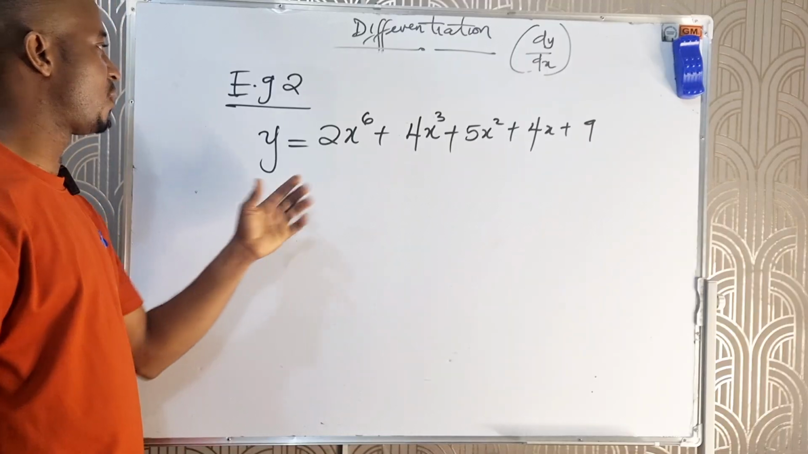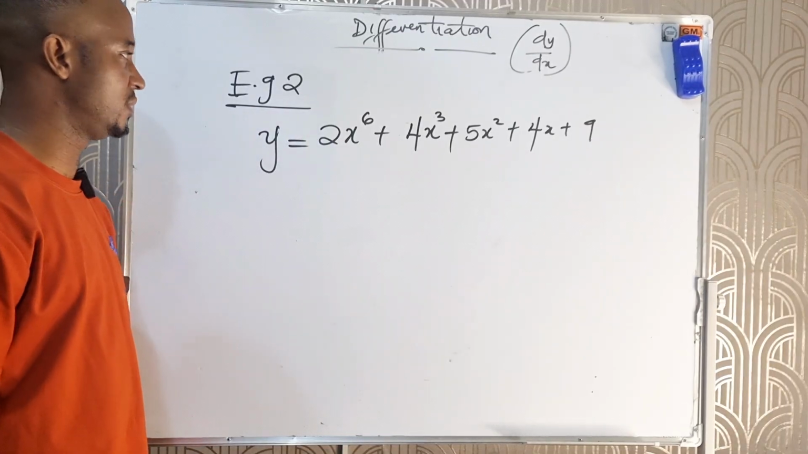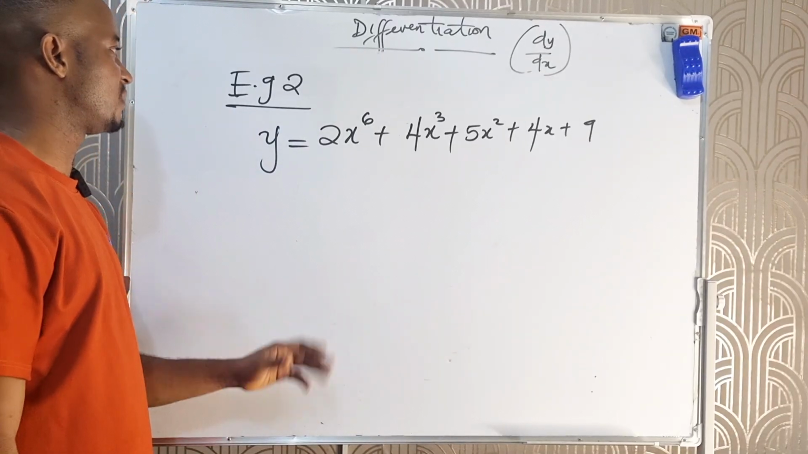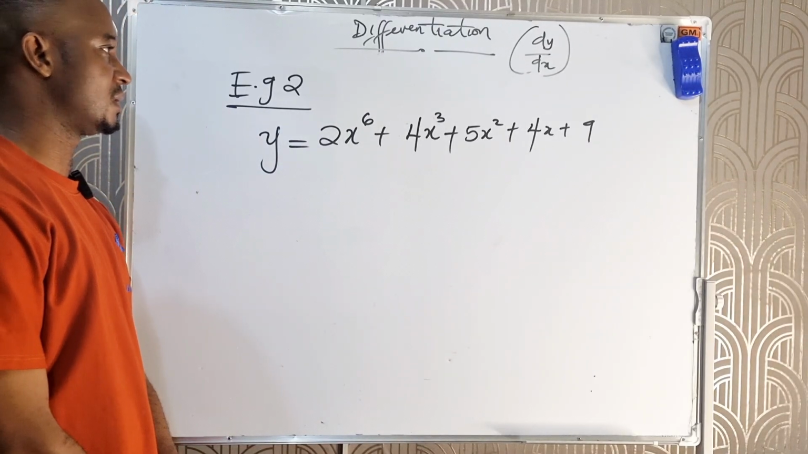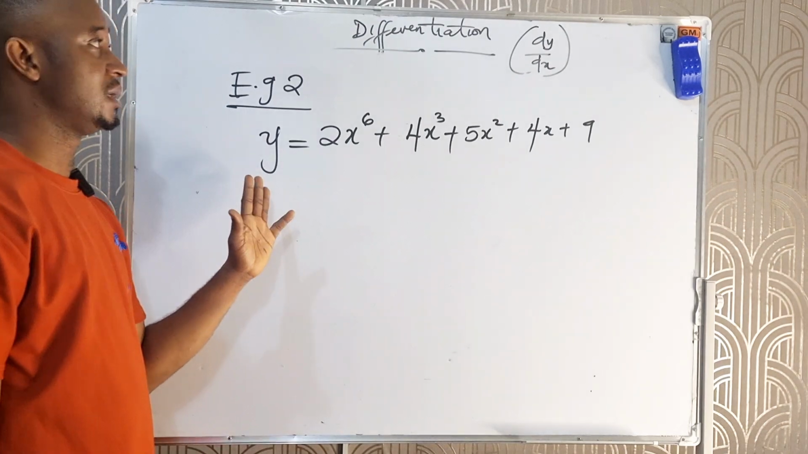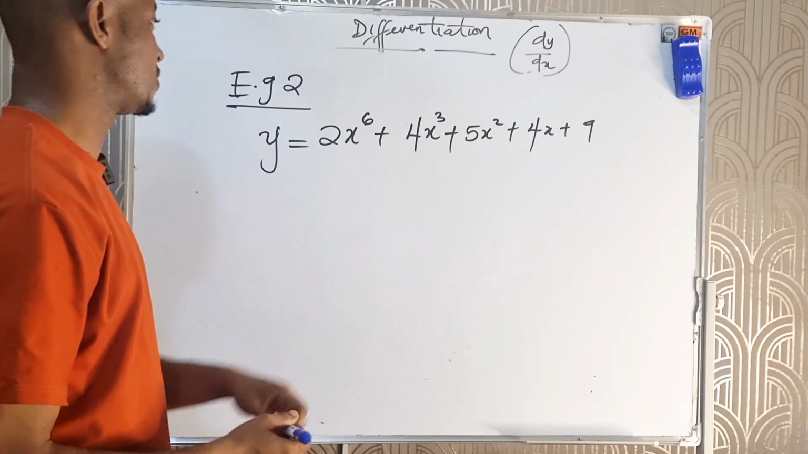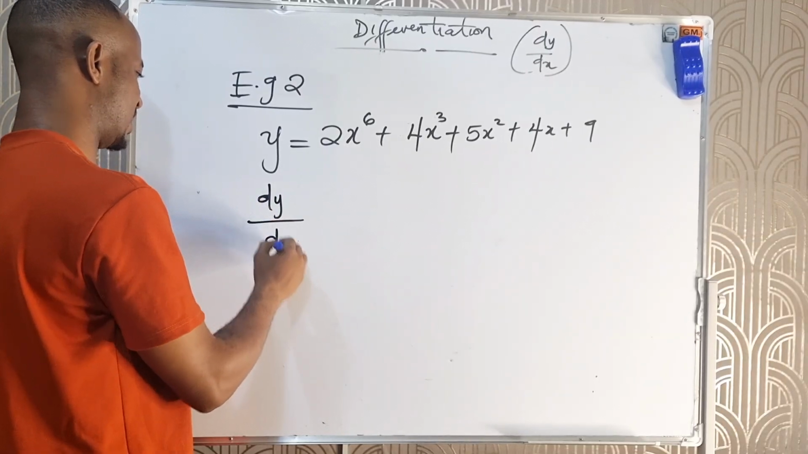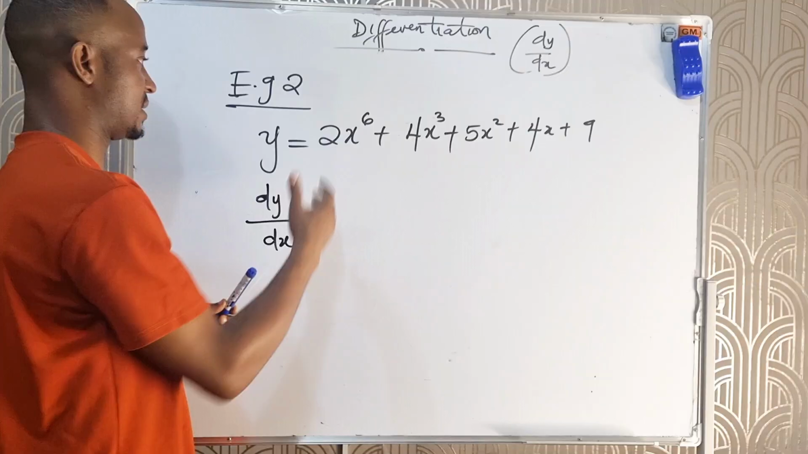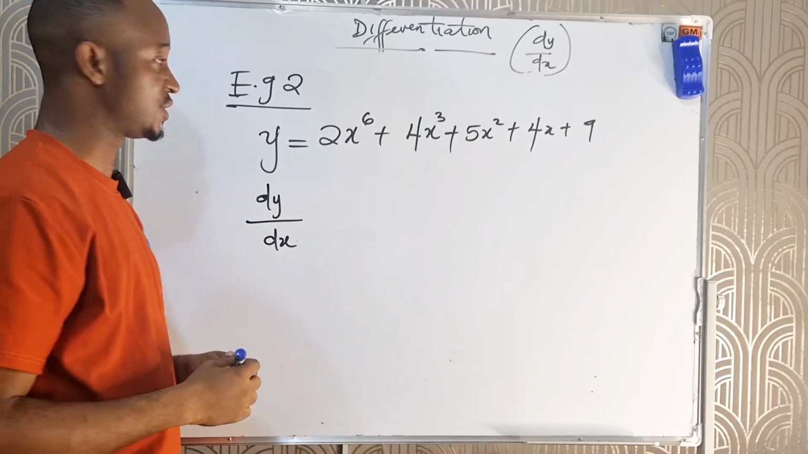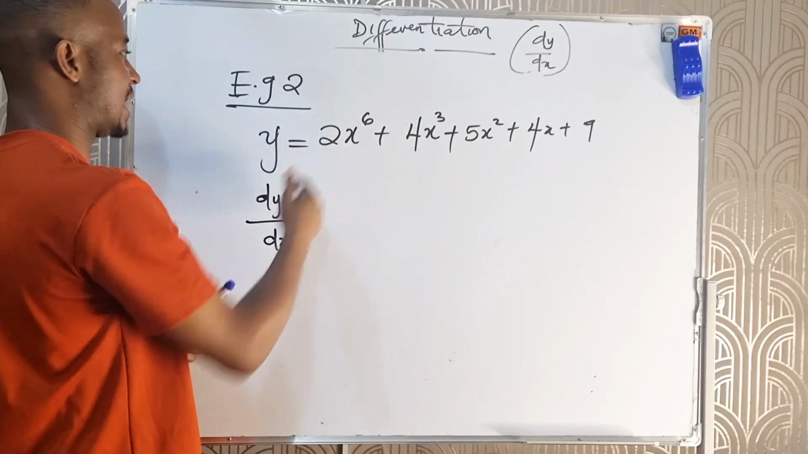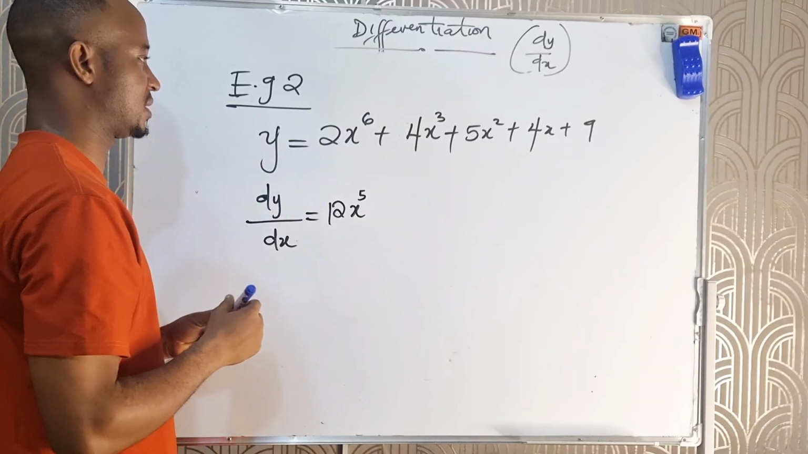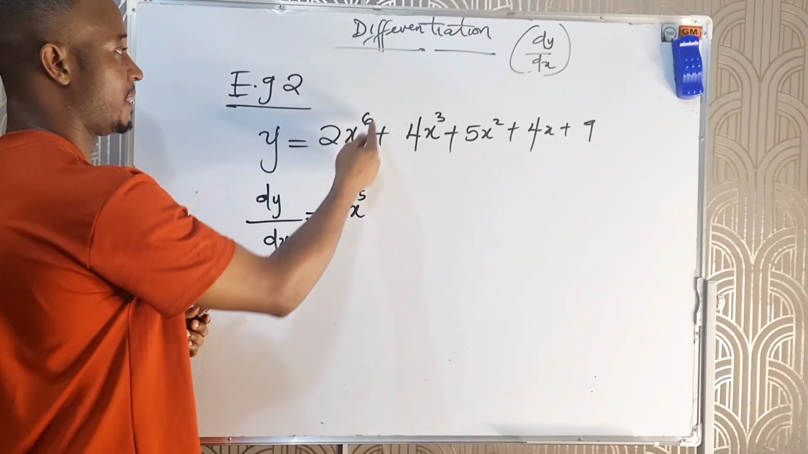For example 2, if y equals 2x to the power of 6 plus 4x cubed plus 5x squared plus 4x plus 9, and we're asked to find dy/dx, that is, the rate of change of y with respect to x. In this case, I'm going to differentiate each of these terms using the power rule. Here we have 6 times 2, which gives us 12x to the power of 5, because 6 times 2 is 12, and 6 minus 1 is 5.